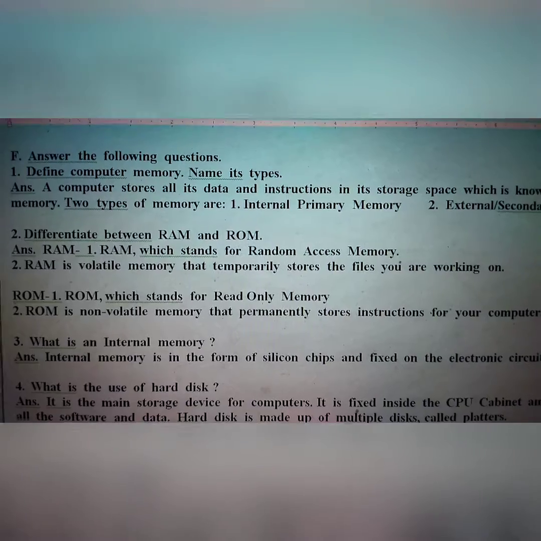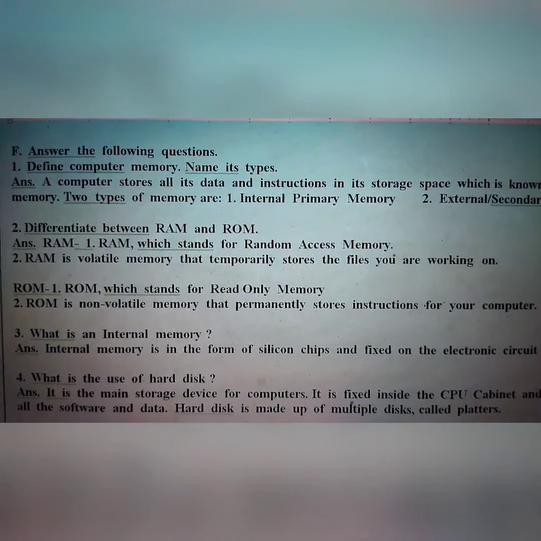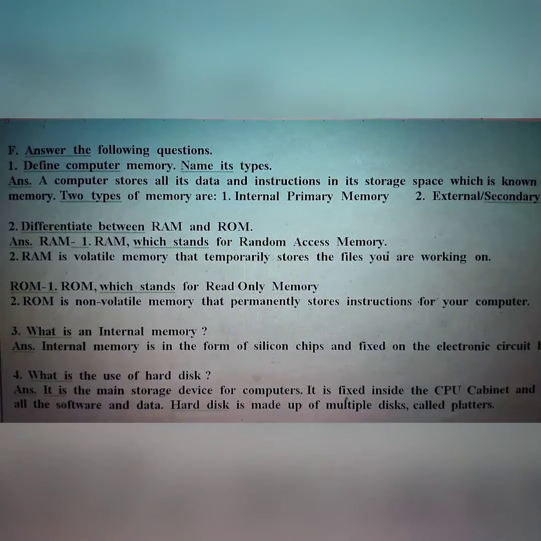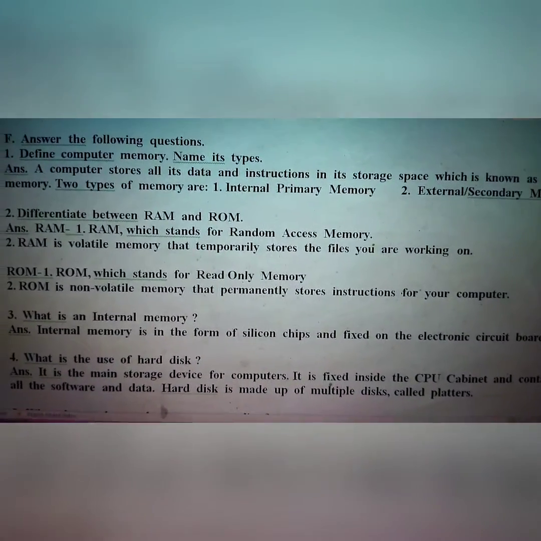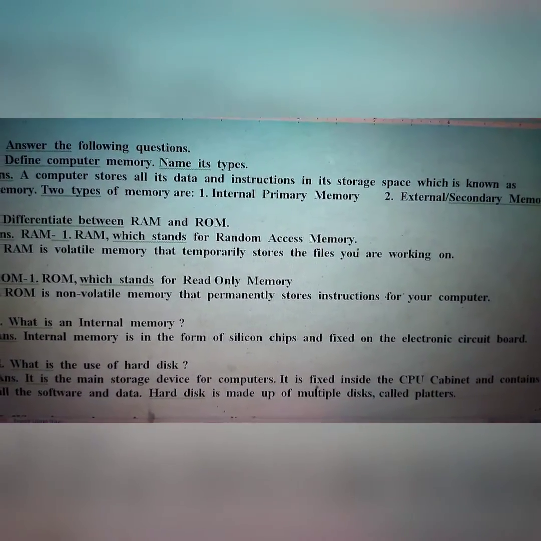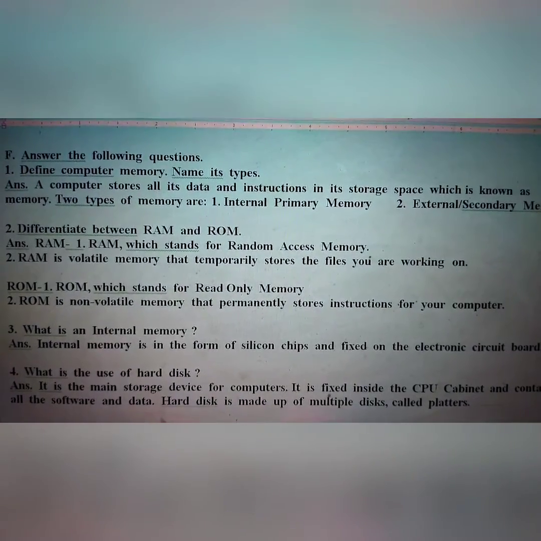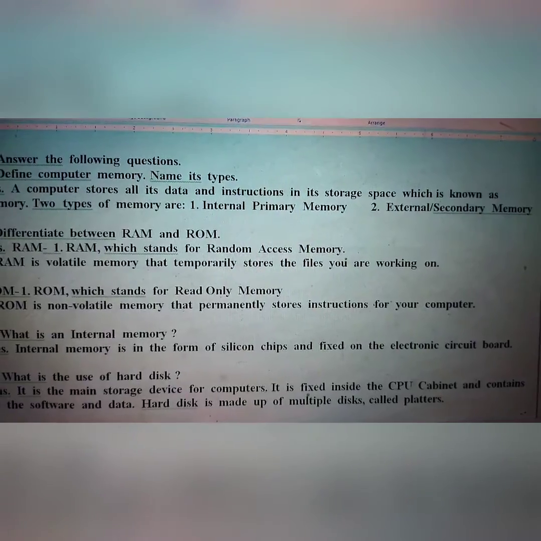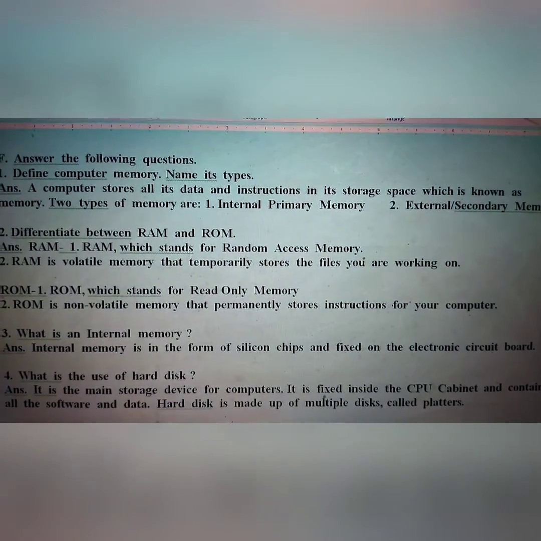Okay, last, students of class 4, we will discuss the answer the following questions. Number first, define computer memory and name its types. A computer stores all its data and instructions in its storage space, which is known as memory. The 2 types of memory are internal primary memory and external secondary memory. Now second, differentiate between RAM and ROM.